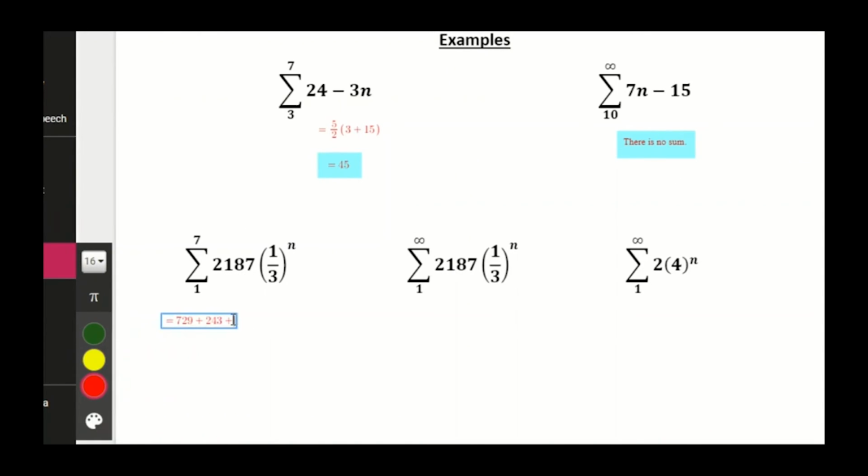So we've got 243 divided by 3 is 81. Divided by 3 is going to be 27. Divided by 3 is going to be 9. Divided by 3 is 3. So how many do we have so far? 1, 2, 3, 4, 5, 6.